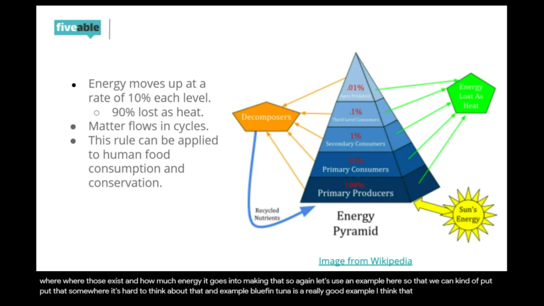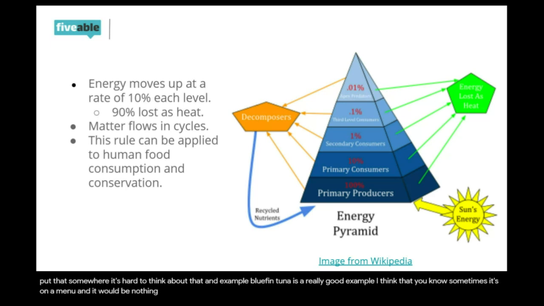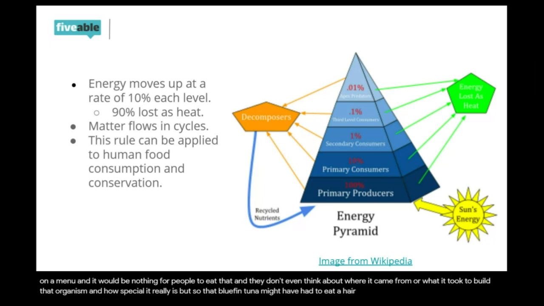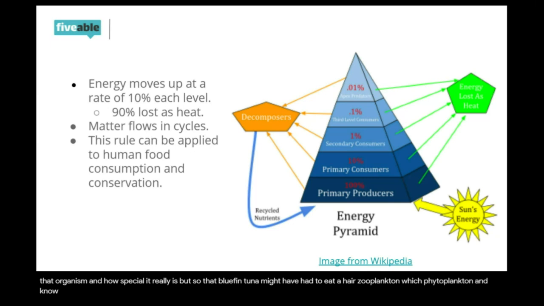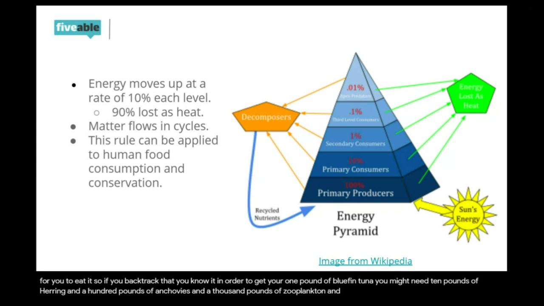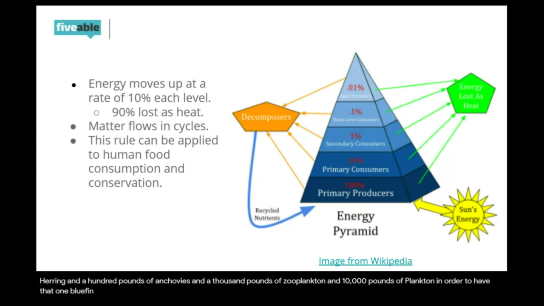Sometimes it's on a menu and it would be nothing for people to eat that, and they don't even think about where it came from or what it took to build that organism, and how special it really is. But that bluefin tuna might have had to eat a herring, which had to eat an anchovy, which ate some zooplankton, which ate phytoplankton, in order for you to eat it. So if you backtrack that, in order to get your 1 pound of bluefin tuna, you might need 10 pounds of herring and 100 pounds of anchovies and 1,000 pounds of zooplankton and 10,000 pounds of plankton in order to have that one bluefin steak for dinner.